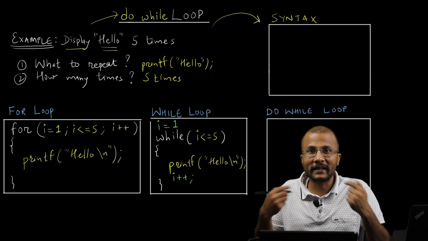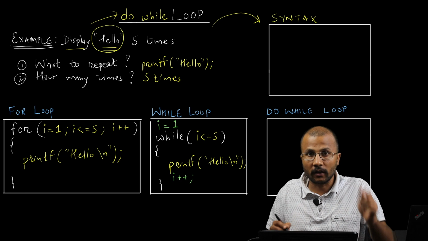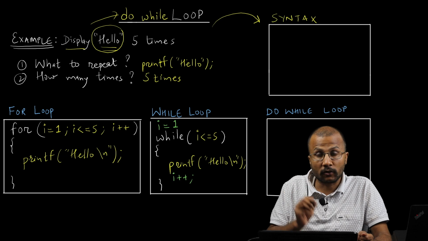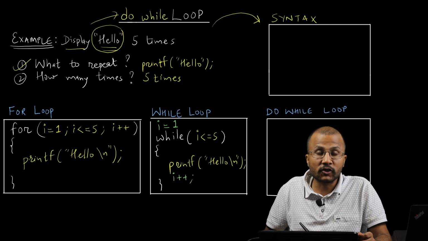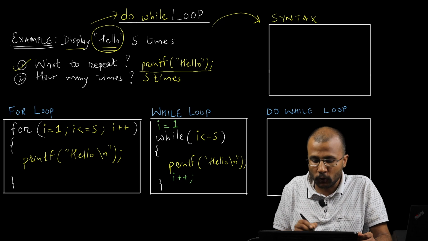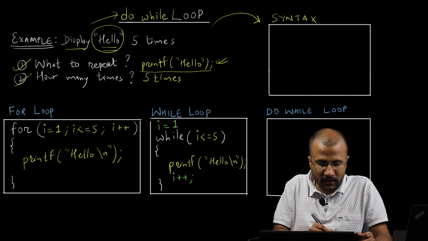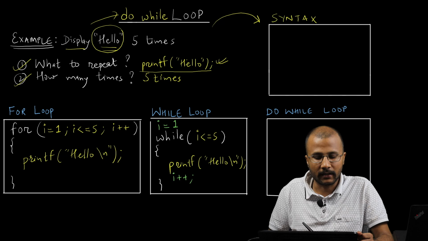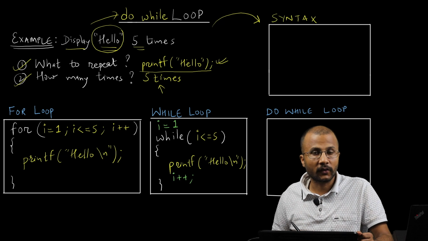So we need a looping statement here because we need to repeat displaying the message hello 5 times. We have already discussed that whenever you are talking about looping, you need to have 2 questions in your mind. The first one is what is to be repeated. In this case, I would like to repeat displaying the message hello. So I am going to repeat this statement printf hello, and the next question you need to ask yourself is how many times you need to repeat this statement. Obviously it's given in the question itself. I need to repeat this statement 5 times.